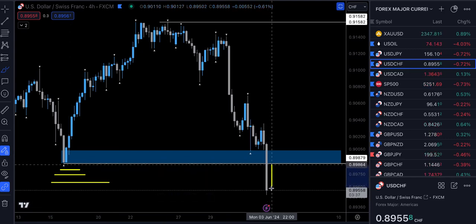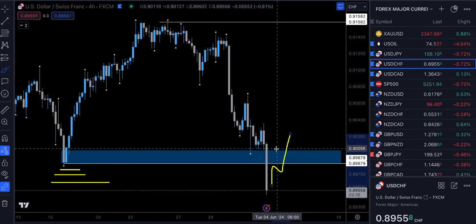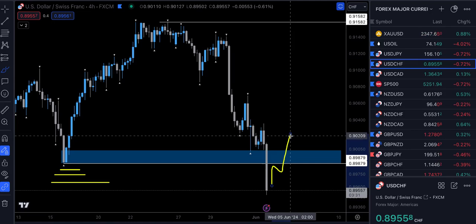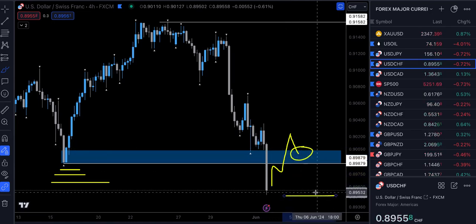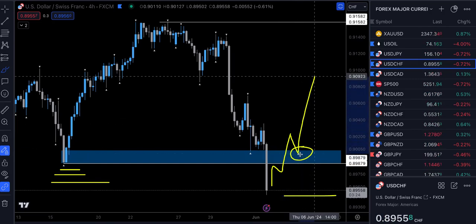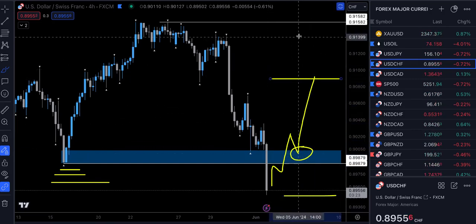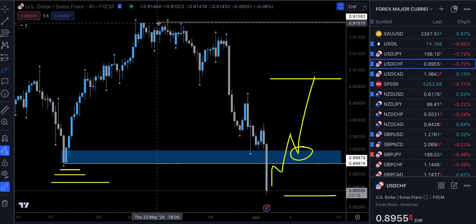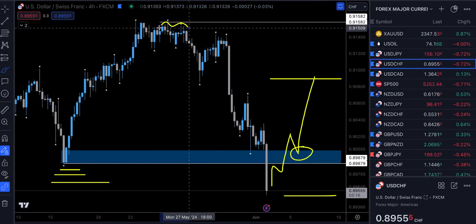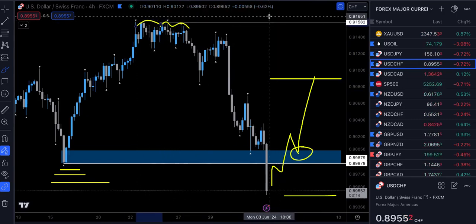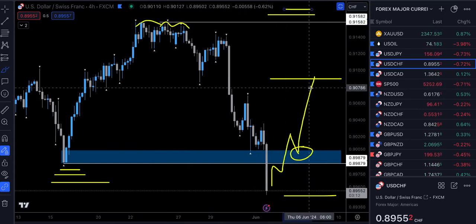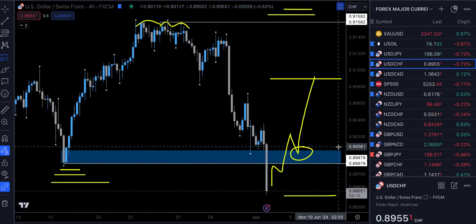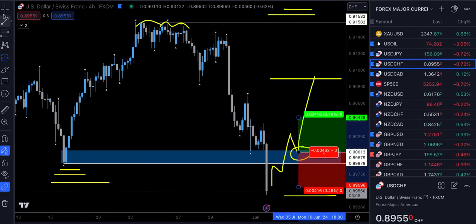So now what I want to see is, can we aggressively reclaim above the 0.9 psychological level? If so, then I'll look for a retest, and then I'll have clear invalidation below the swing low, and then I'm going to look to target mid-range around here, and then the ultimate target is going to be this liquidity up at the highs. You've got multiple tops here, sort of a triple top area, so there's going to be a lot of liquidity resting above there. So the trade idea for USD CHF will look something like this.